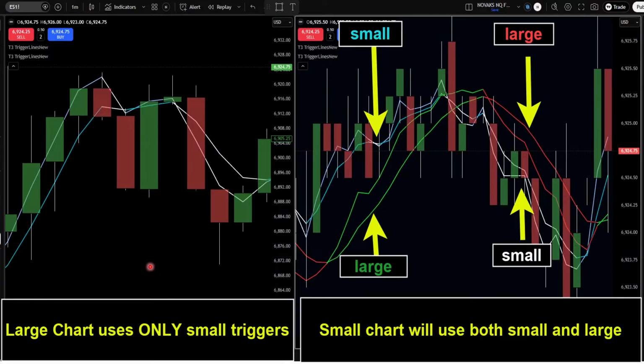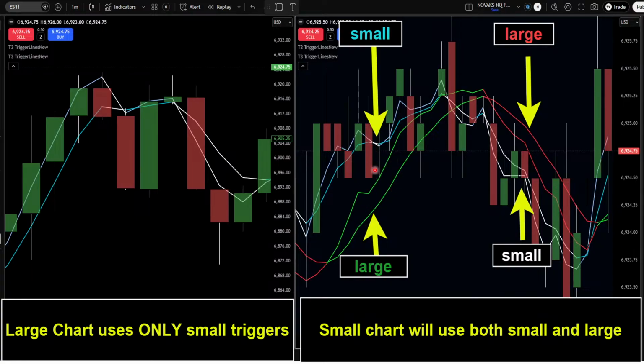We're going to use trigger lines on both charts. Don, you'll notice that my large chart only uses the small triggers. It's all I need to define this trade. It's all I need to define a momentum trade. Hell, it's all I need to define an HVA trade. No reason to put that distraction on there. Your small chart will use both small and large triggers. Smalls are smaller, large are larger. Pretty cool, right? These will define momentum.